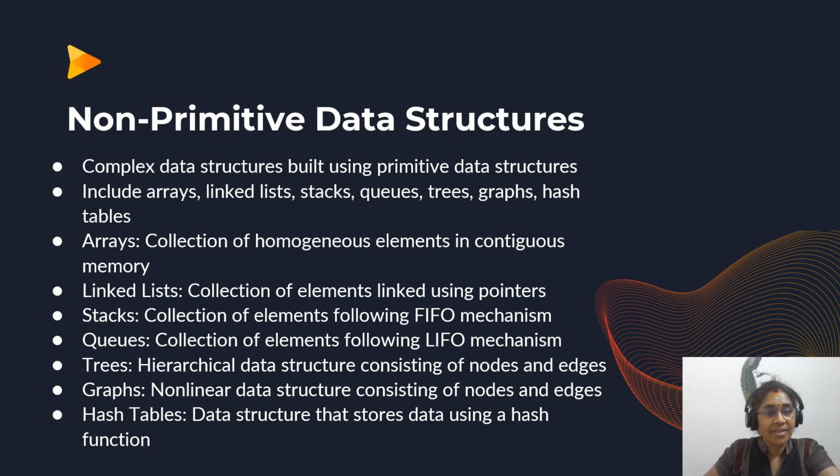Hash table is a data structure that stores data in an associative manner using a hash function. And these hash functions are computable functions that result in hash values. Set is a collection of unique elements, and map is an abstract data type that contains key value pairs.